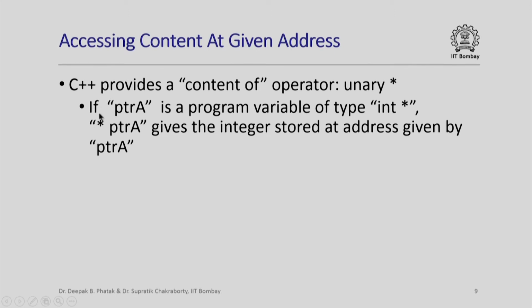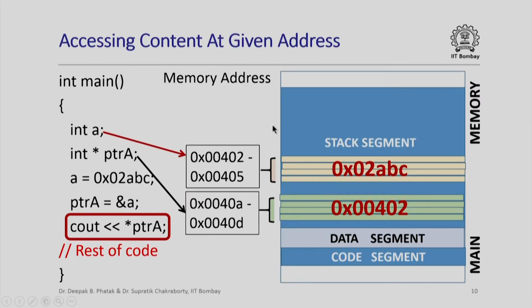If so, then star pointer A will give the value of the integer stored in that variable to which pointer A is pointing. So basically when I write star pointer A, I am saying pick up the address given by the value of pointer A, go to that memory location corresponding to that address and find the value of the integer stored in that memory location. Let us see how this works in a real C++ program.